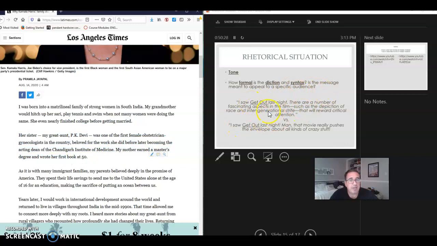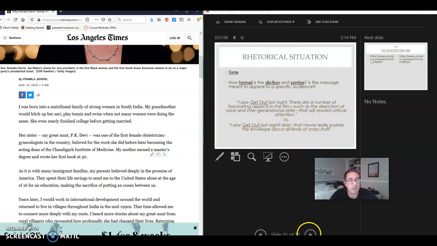Here's an example I have here, two examples of the same idea expressed. I saw Get Out, the movie, last night. There are a number of fascinating aspects in the film, such as the depiction of race and intergenerational strife that will reward critical attention. So, kind of formal diction: depiction, intergenerational strife, critical attention, et cetera. Versus, I saw Get Out last night. Man, that movie really pushes the envelope at all kinds of crazy stuff, right? So saying kind of the same thing, but this one's much more informal, something I might say to a friend. This one is something I might write in an essay, right?